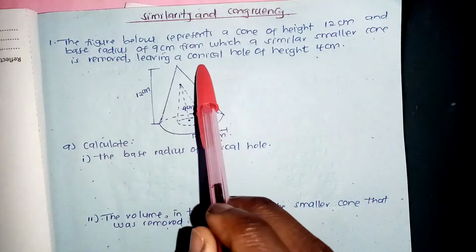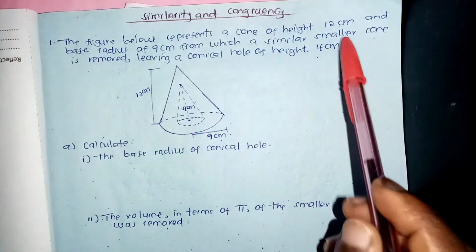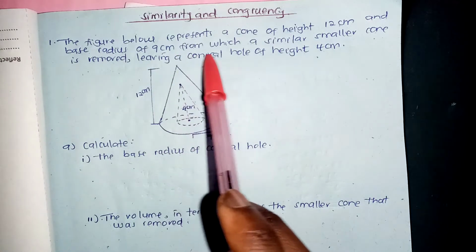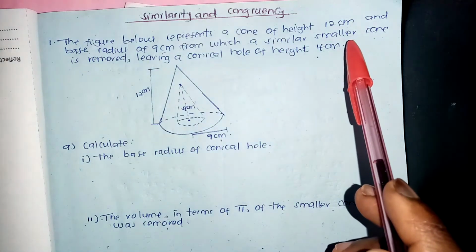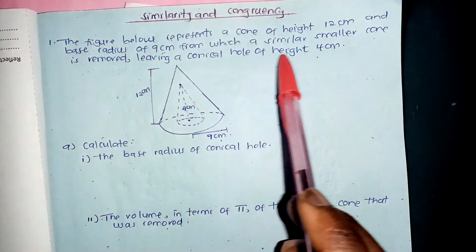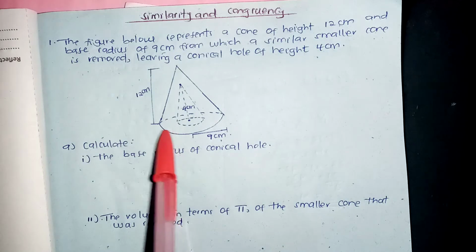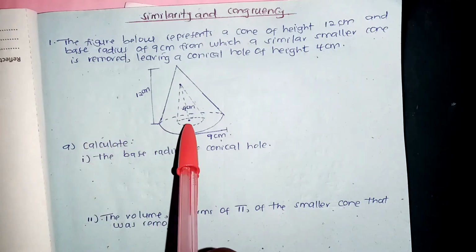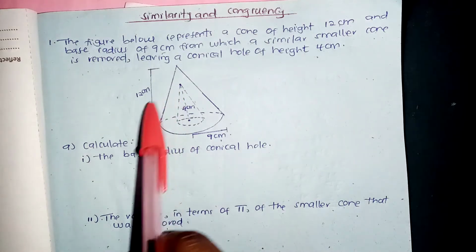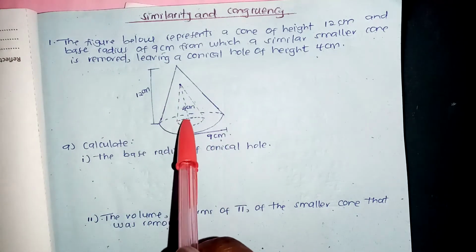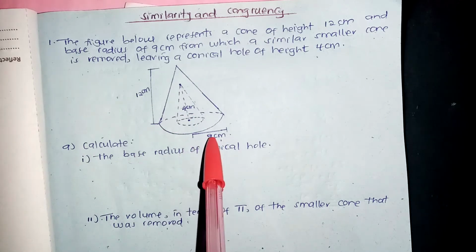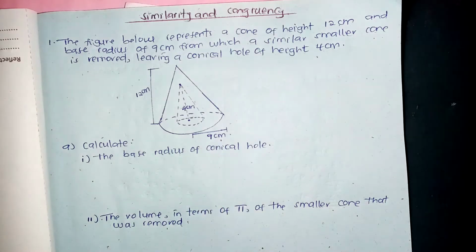The figure below represents a cone of height 12 centimeters and base radius 9 centimeters from which a similar cone is removed, leaving a cone hole of height 4 centimeters. So we have our cone from which a smaller cone was cut. The height of the larger cone is 12 centimeters, the height of the smaller cone is 4 centimeters, and the radius of the larger cone is 9 centimeters.